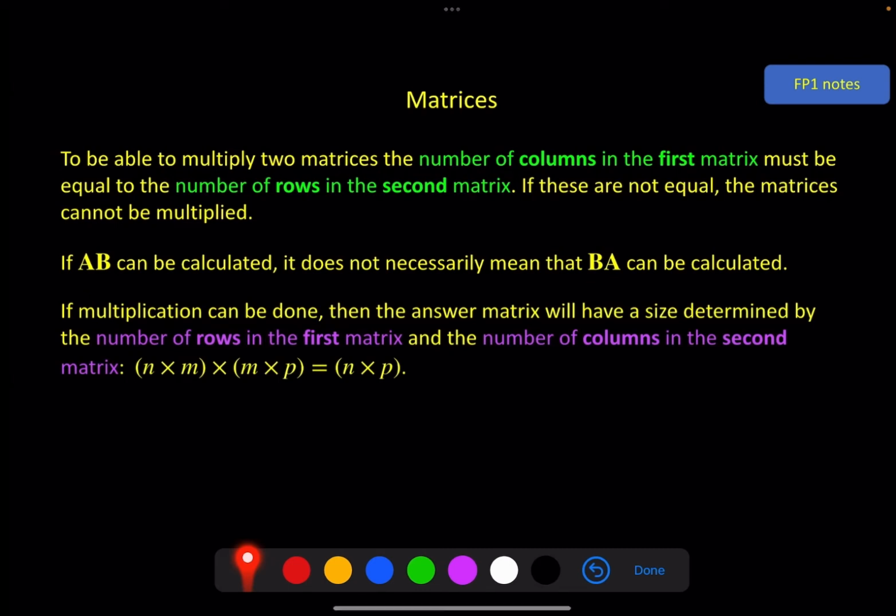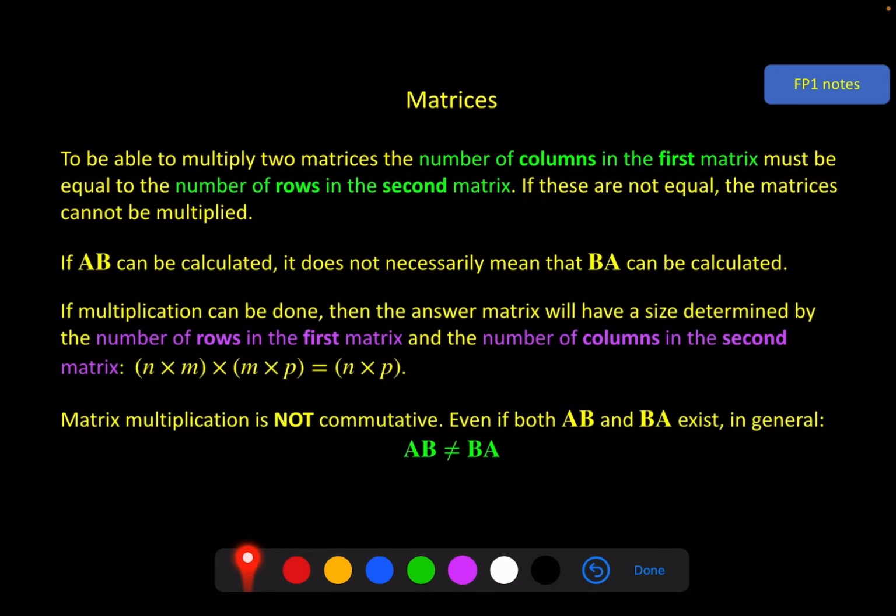If it can be done, then the answer matrix will have a size determined by the number of rows of the first matrix and the number of columns in the second matrix. So this is what I was saying. These two numbers being the same tells you you can do the multiplication, and then these two numbers, whatever they are, will be the order of your answer matrix.